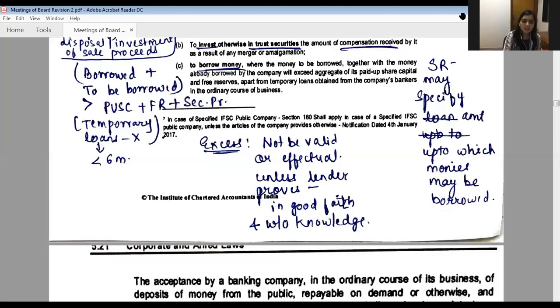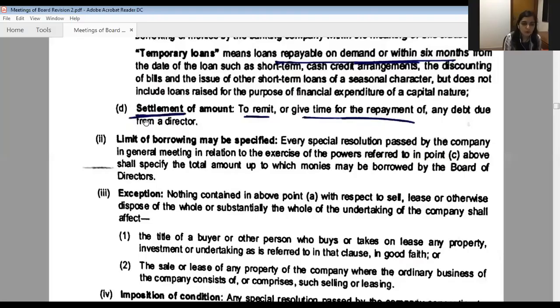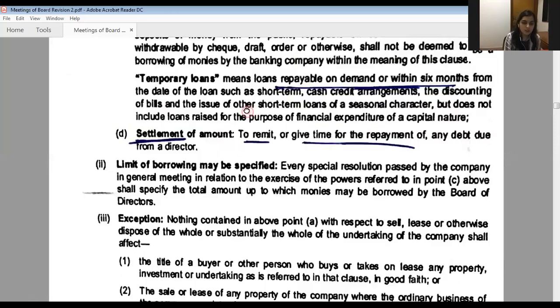Now, in case the company exceeds this limit, the act is not valid or effectual, but if the lender proves that it acted in good faith and without knowledge, then it cannot be invalidated. Then the next point states the special resolution may specify the amount up to which the monies may be borrowed. And the fourth point is settlement of amount, that is, to remit or give time for repayment of any debt due from the director.